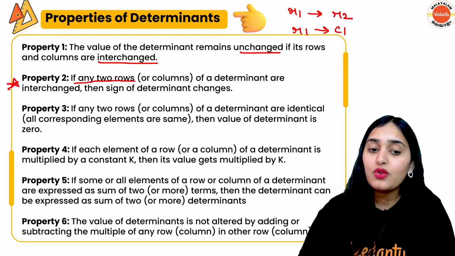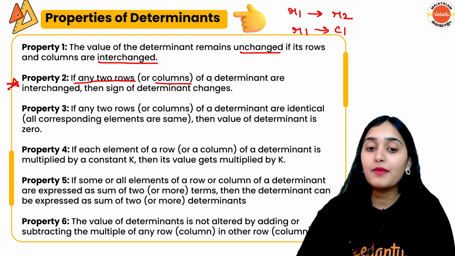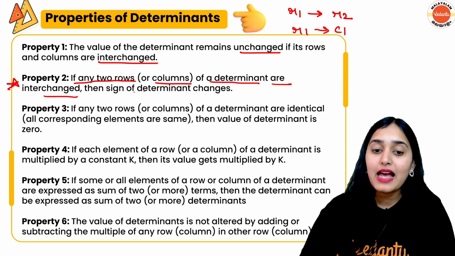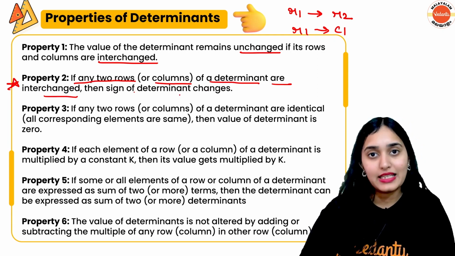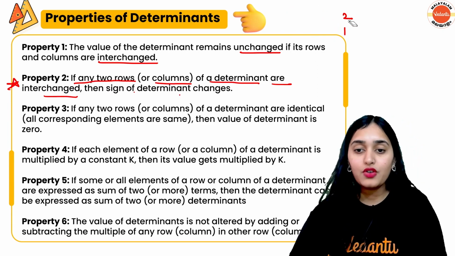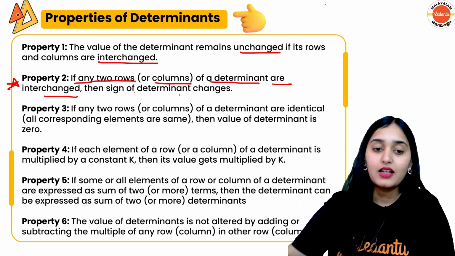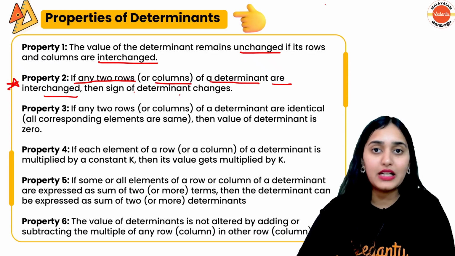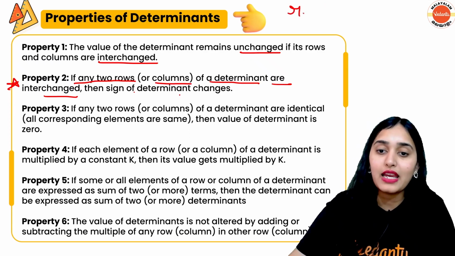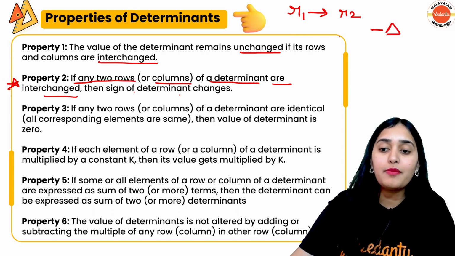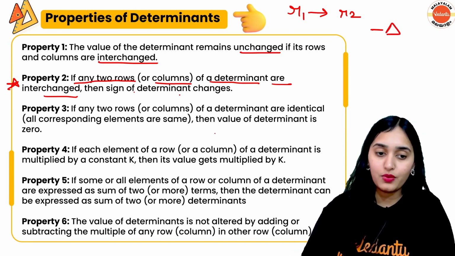Second property, this is very important. If any two rows or any two columns of a determinant are interchanged, then the sign of the determinant changes. So if you exchange row 1 with row 2, then the determinant will become negative every time you do that.